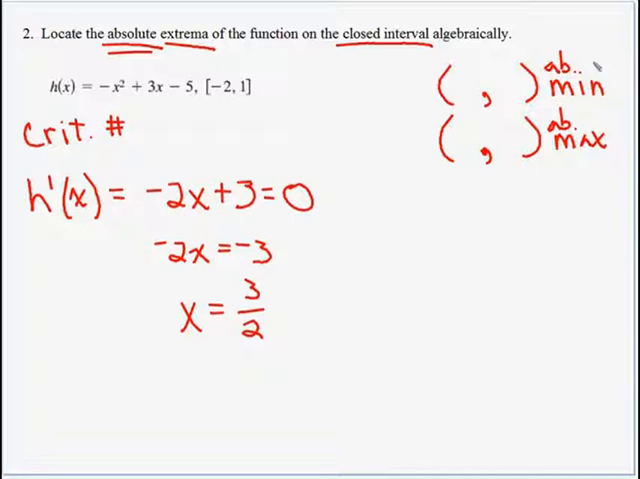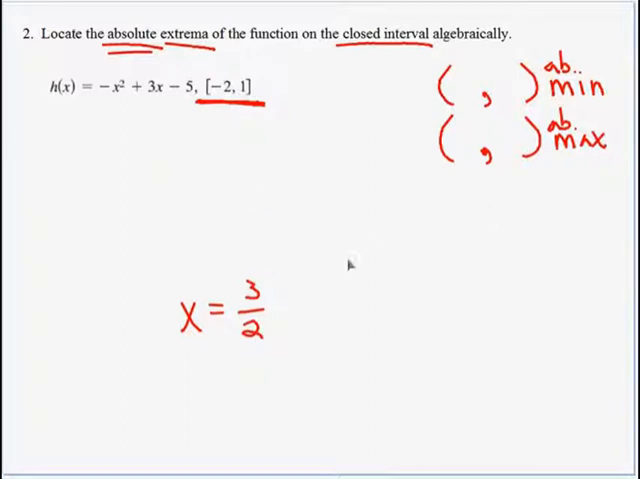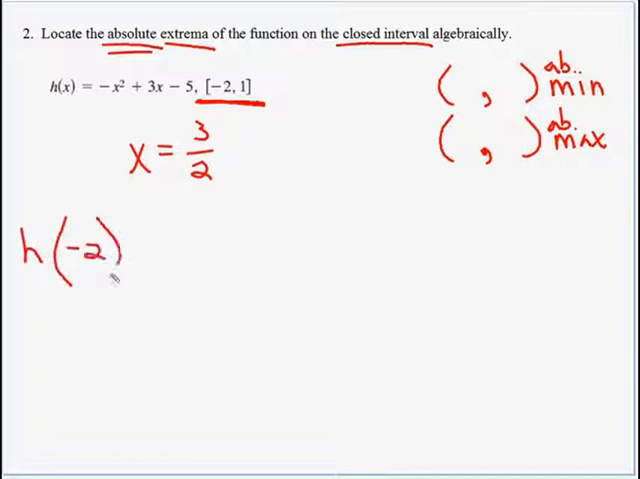Well, how can we have both a min and a max if we only have one critical number? Well, don't forget to check your endpoints. So what we're going to do is find, let me give myself a little more room here to work. Here's where we go back to the original function, h of x. We're going to do h of the left endpoint, -2, and see what comes out. And then we're going to do h of 3 halves, our critical number we found on the inside. And then we're going to do h of 1 and see what comes out. You can crunch these out on your calculator, or they're not too bad to evaluate in the function.